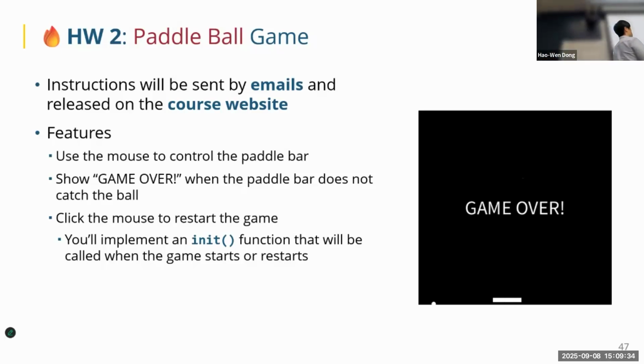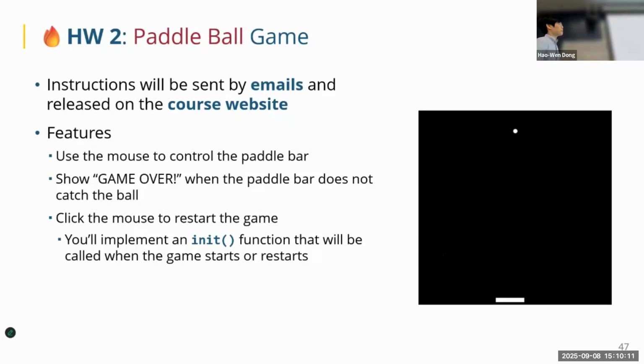Now just that your bottom wall will change size and it will move based on your mouseX and not mouseY. What I'm doing here is that the middle of your mouse will be the middle of the paddle, and it will have a fixed size in the first question. So basically, these are the specs. Use the mouse to control the paddle bar. Just use mouseX and display that paddle. And you want to show game over when the paddle doesn't catch the ball. And all the other rules are just like homework 1.